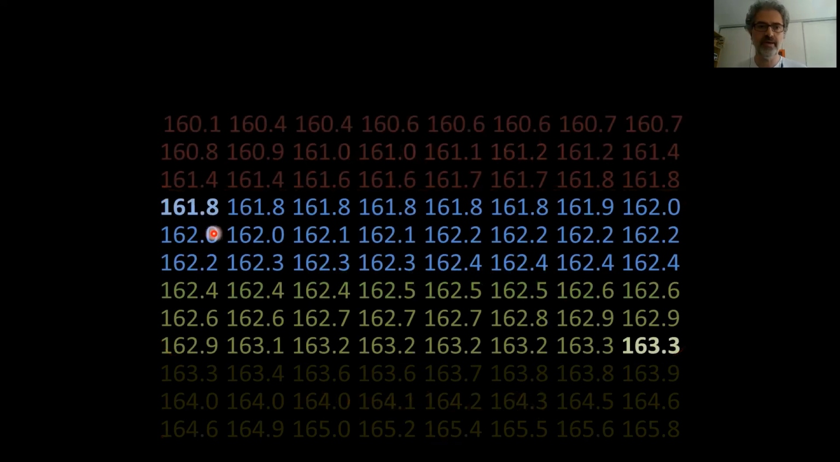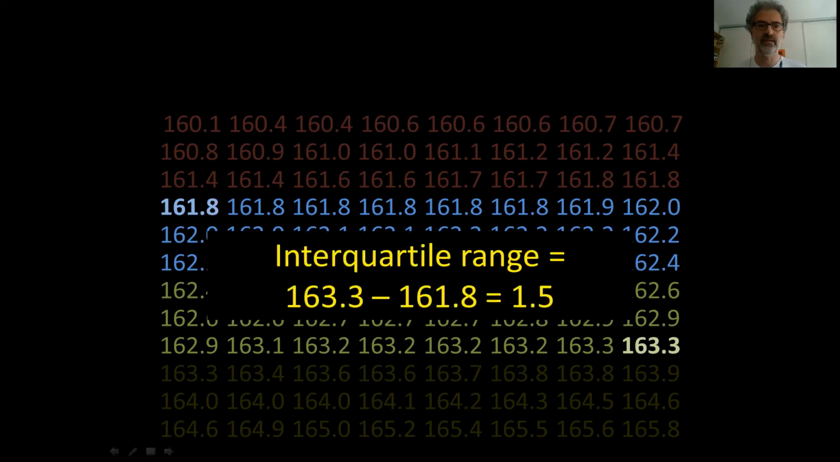So the range within the central half is the interquartile range. And in this case, it happens to be 1.5. So the point is that we divide our data in 4 parts such that each part has an equal number of measurements. And then we define 3 points.